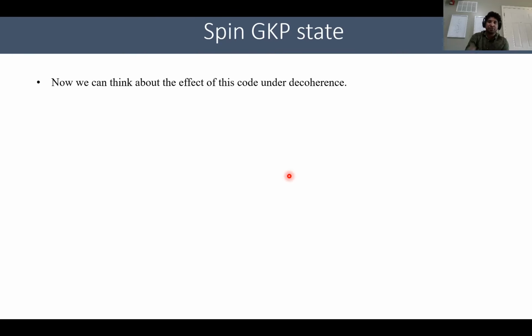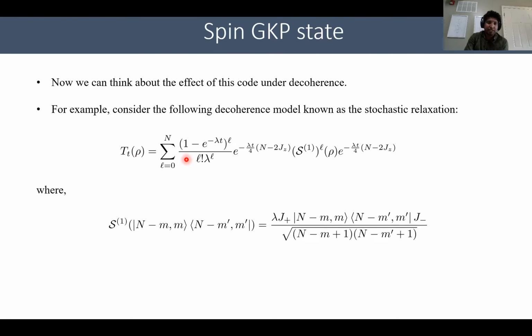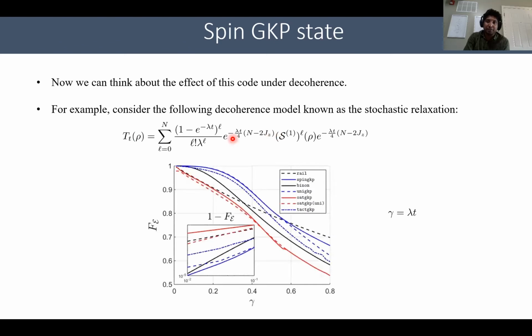Okay. Now, to further see the significance of these, we can take a look at what happens to these codes in the presence of decoherence. Let's say we consider a simple model of decoherence, which is known as stochastic relaxation. This is the decoherence model given here. We don't need to go into much detail of the model; if you need to know more, just ask me. But let's say we consider a decoherence model here, and now we can see the performance of this code.